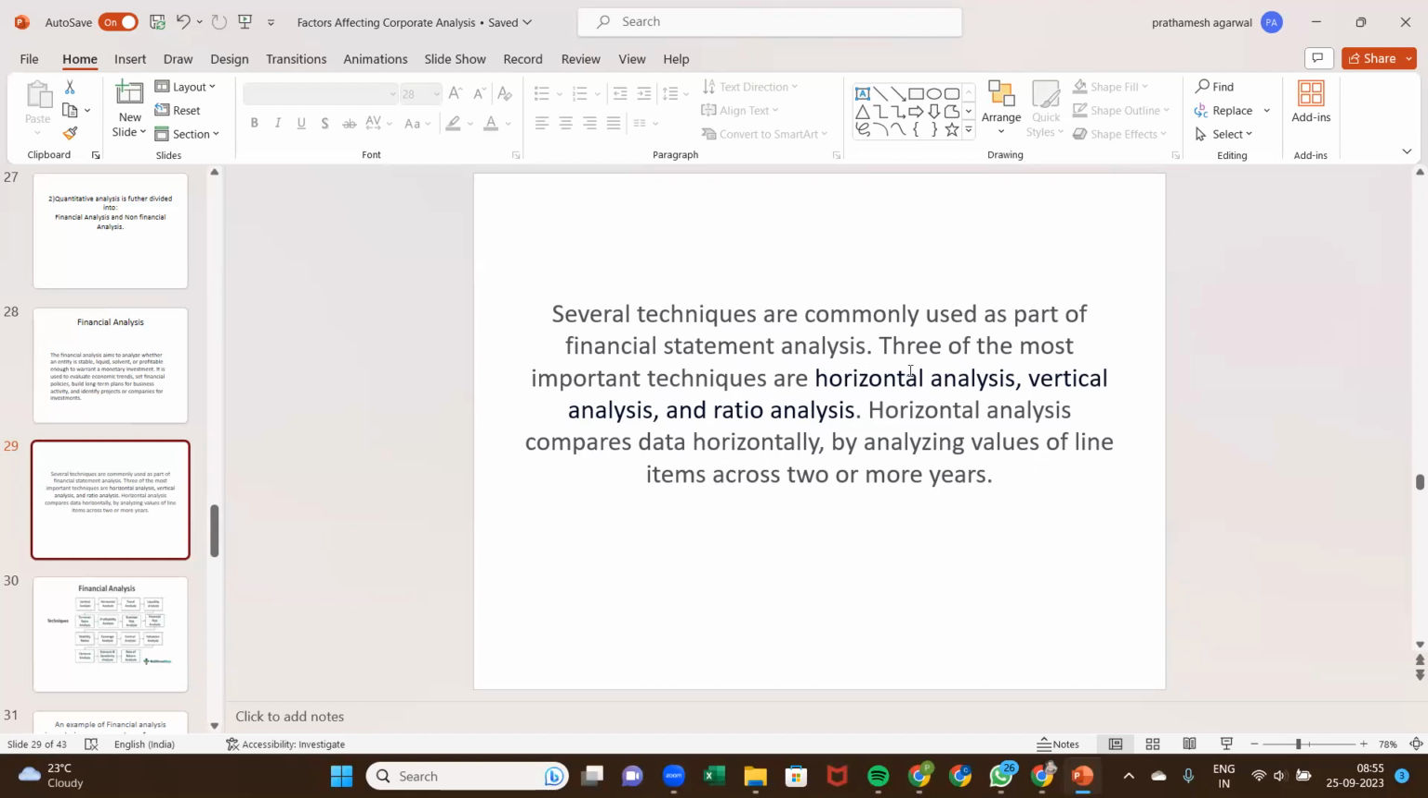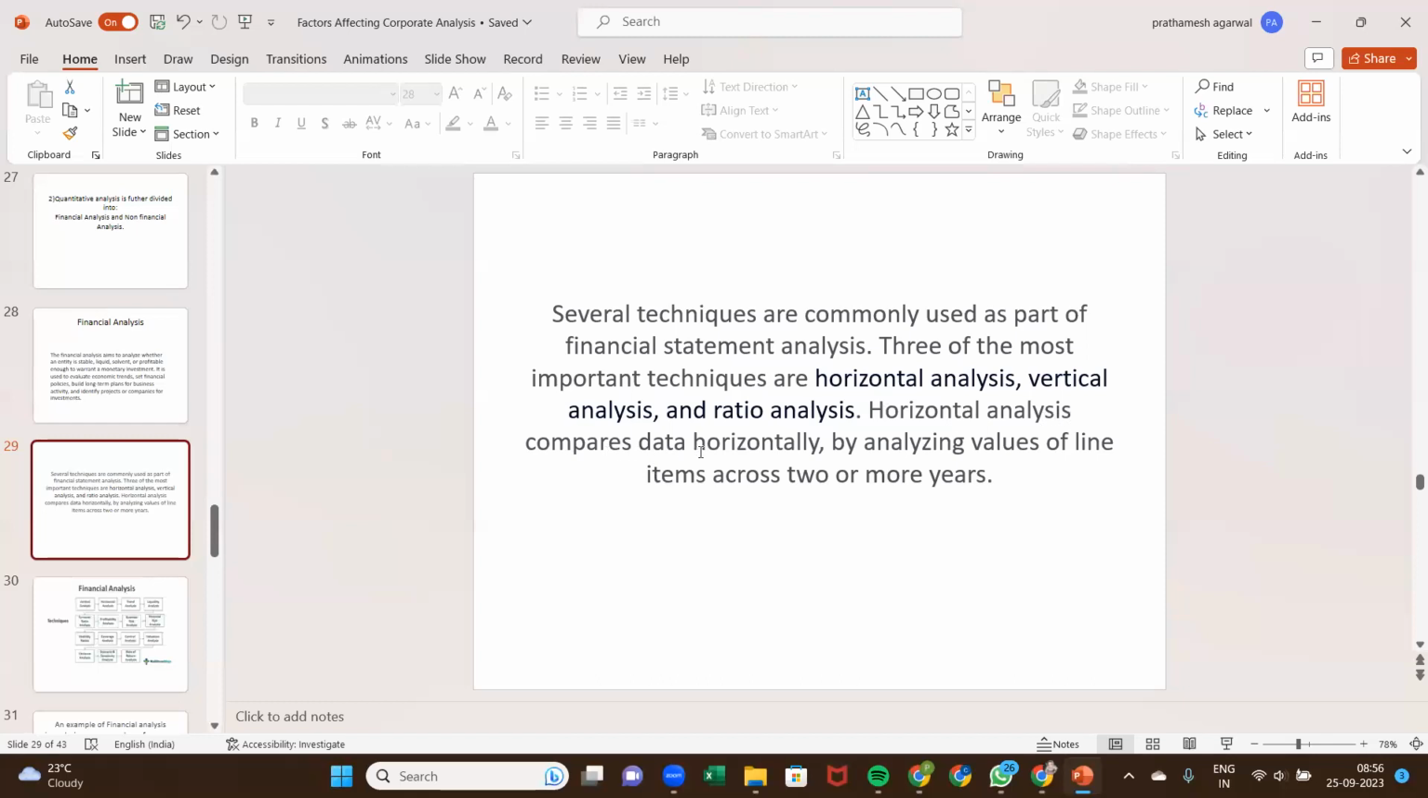So, what are we doing? We are following three techniques: horizontal analysis, vertical analysis, and ratio analysis. Most of the finance students must know this ratio analysis very well. Most of the students also do the SIP on ratio analysis.